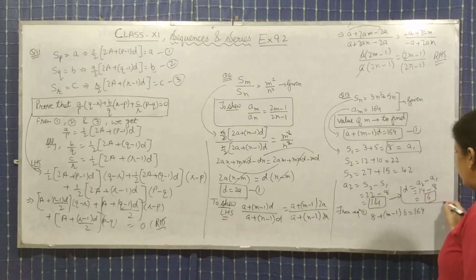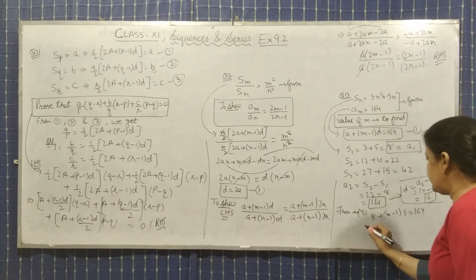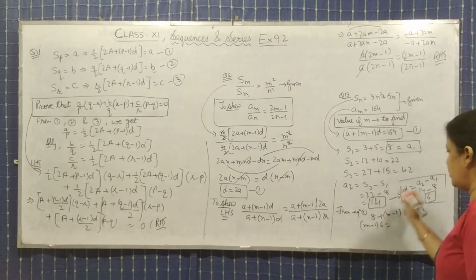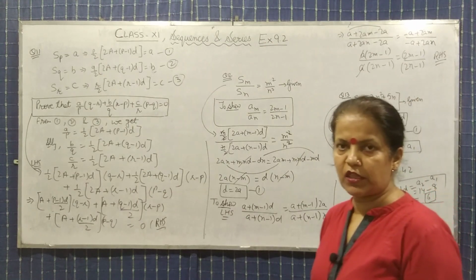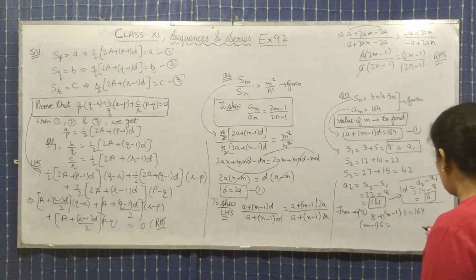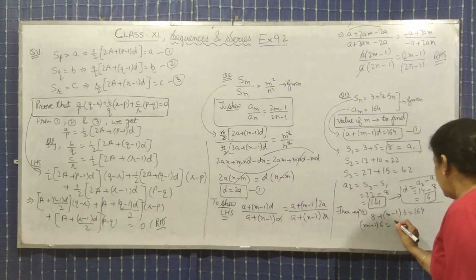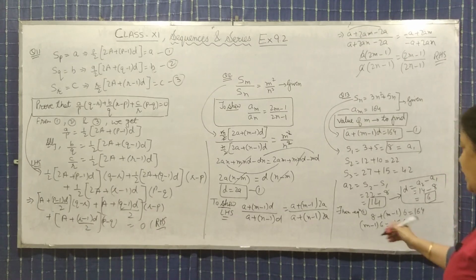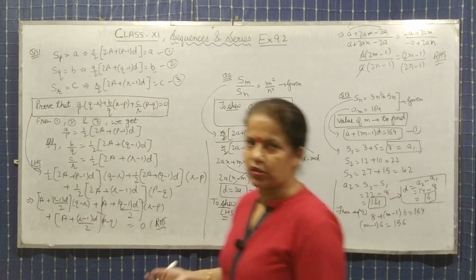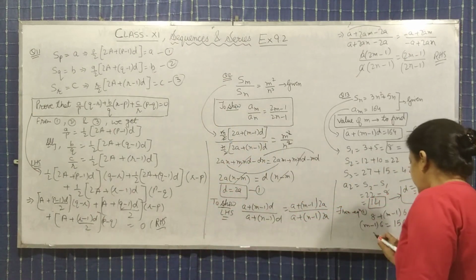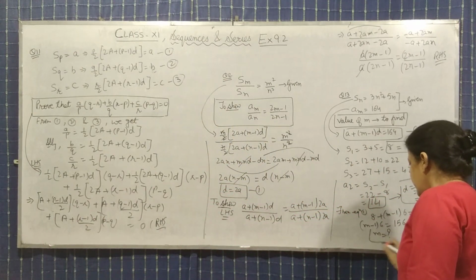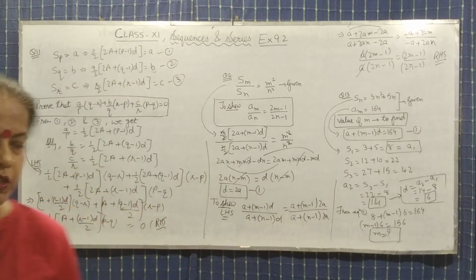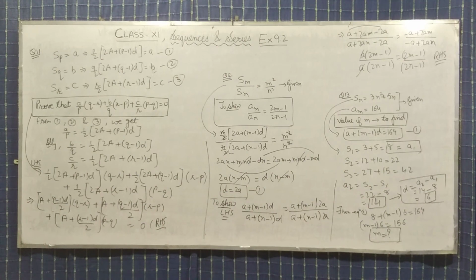Now let's move ahead, solve it. (m minus 1) times 6 equals 164 minus 8, and 164 minus 8 is 156. Now you can solve it to get the value of m. From here, you will get the value of m. Is it clear? So, these are the 3 questions.